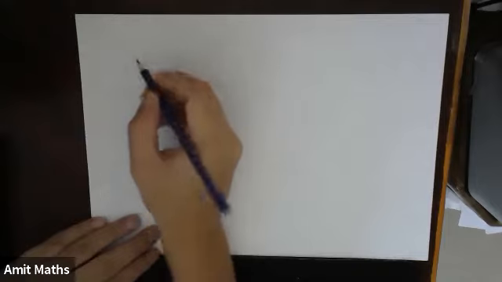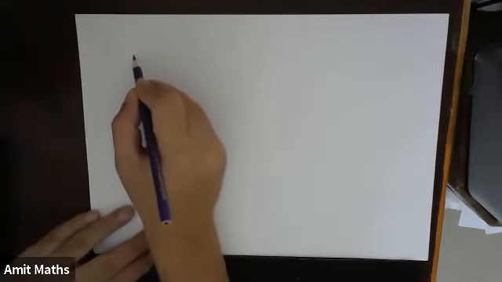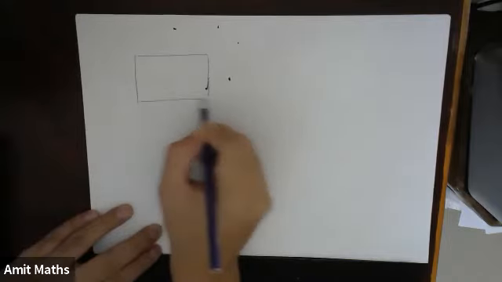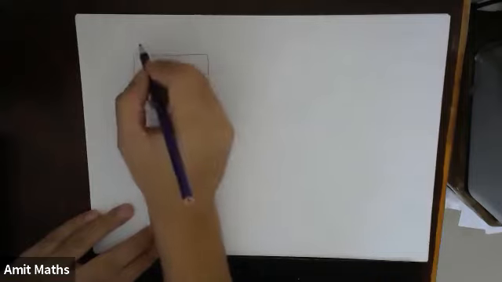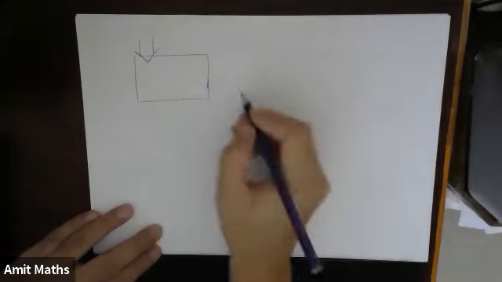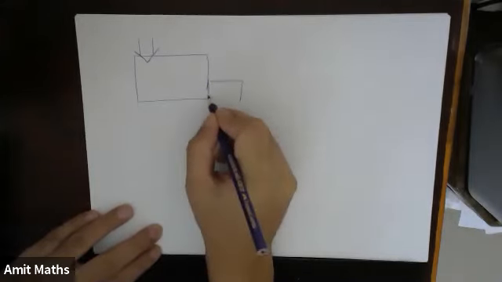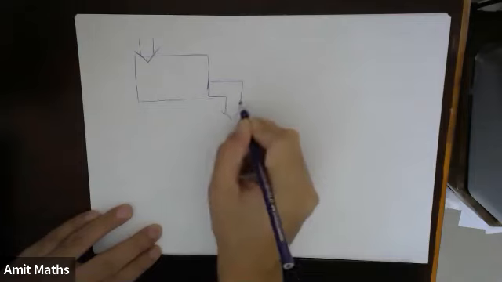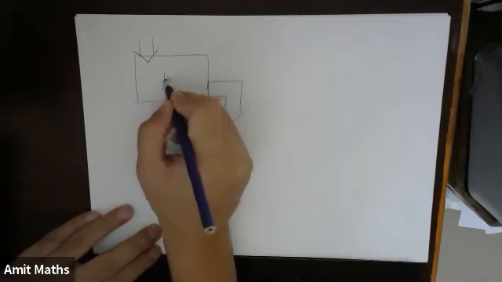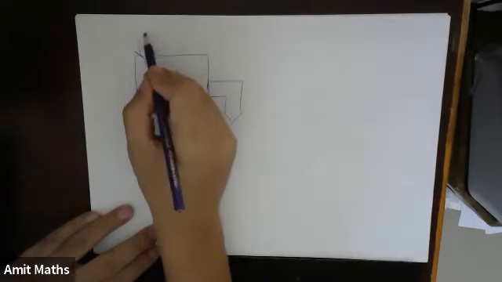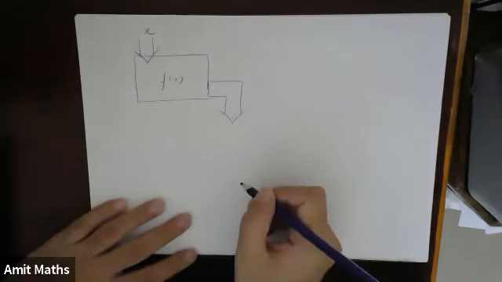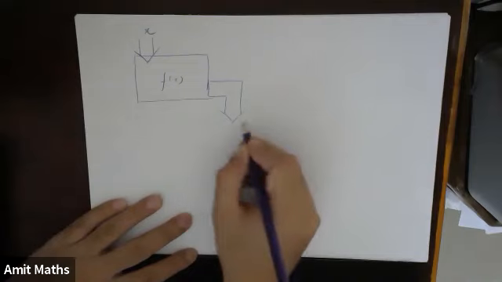We have already seen that a function works as a machine. In a machine, we put in an input, and the machine gives us the output as the value of the function. Suppose this is function f of x. If we give it input x, the output will be given as y.